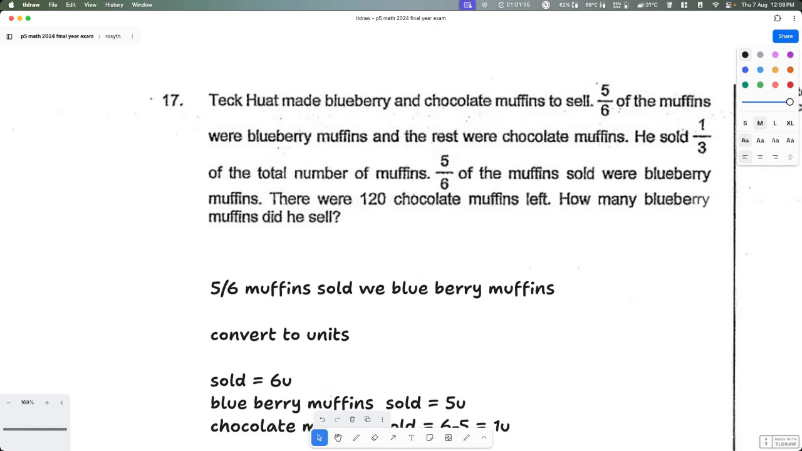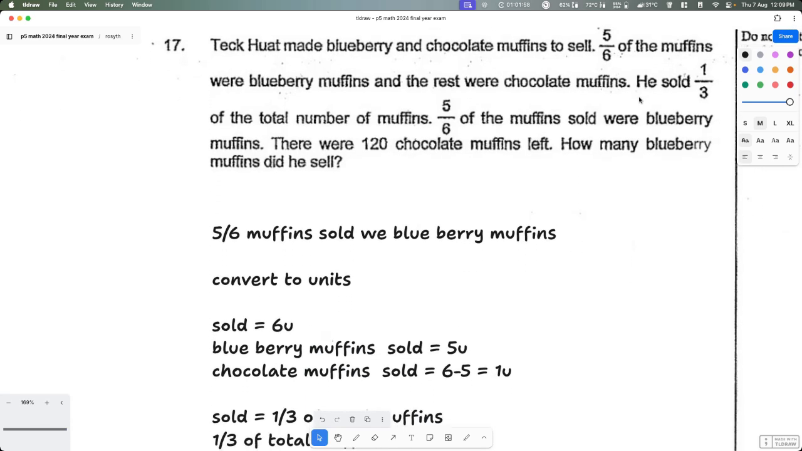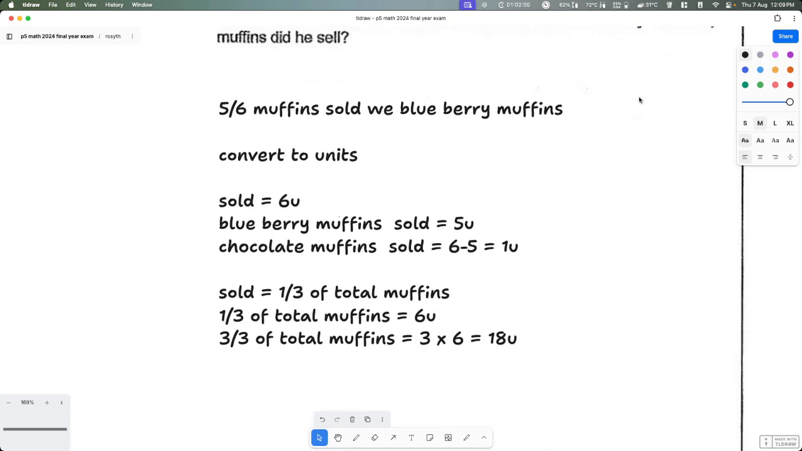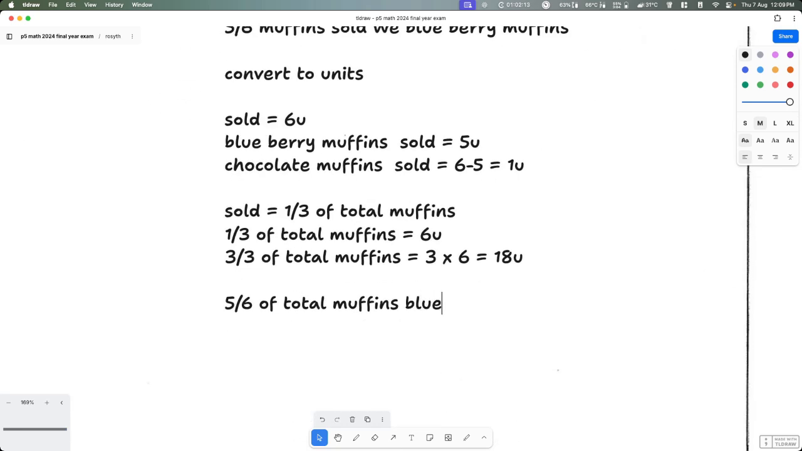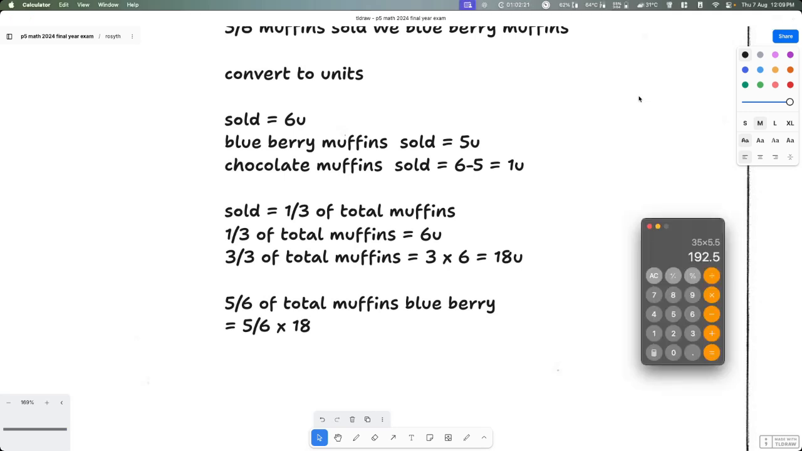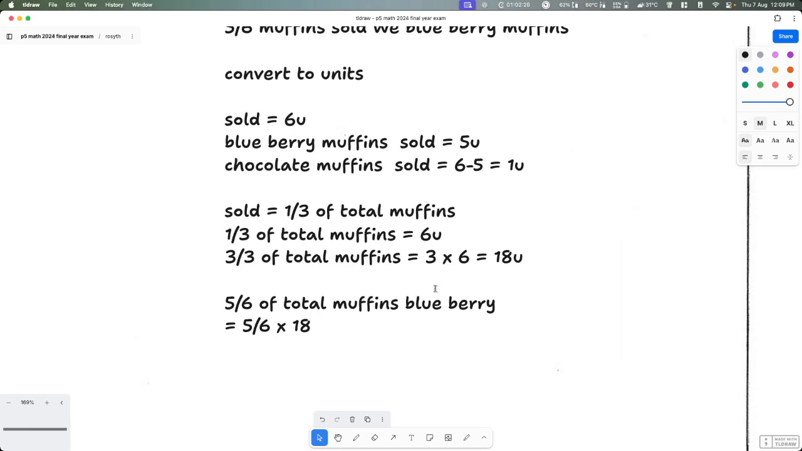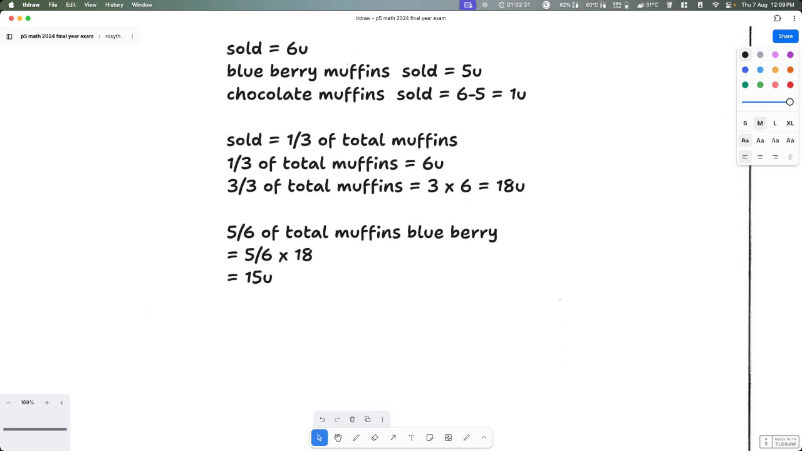Okay. So now he says 5/6 of the muffins were blueberry and the rest were chocolate. So 5/6 of total muffins is blueberry, which means 5 over 6 times 18. So let's use our calculator. Right, 5 over 6 times 18 is equal to 15. Right, so which means it's 15 units.